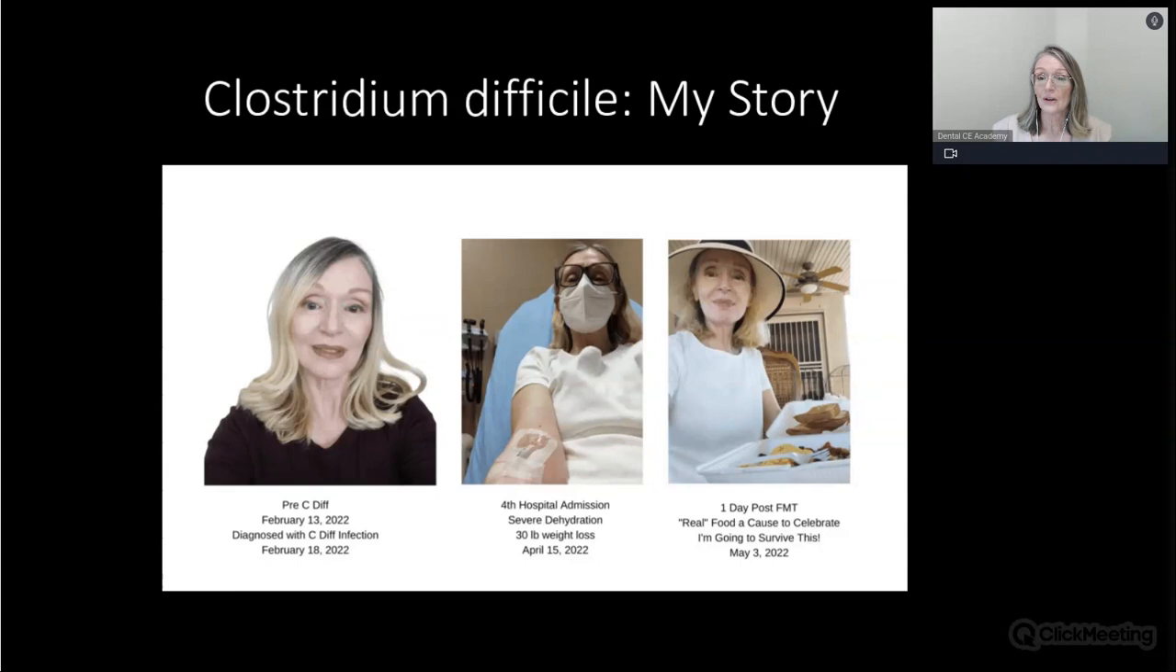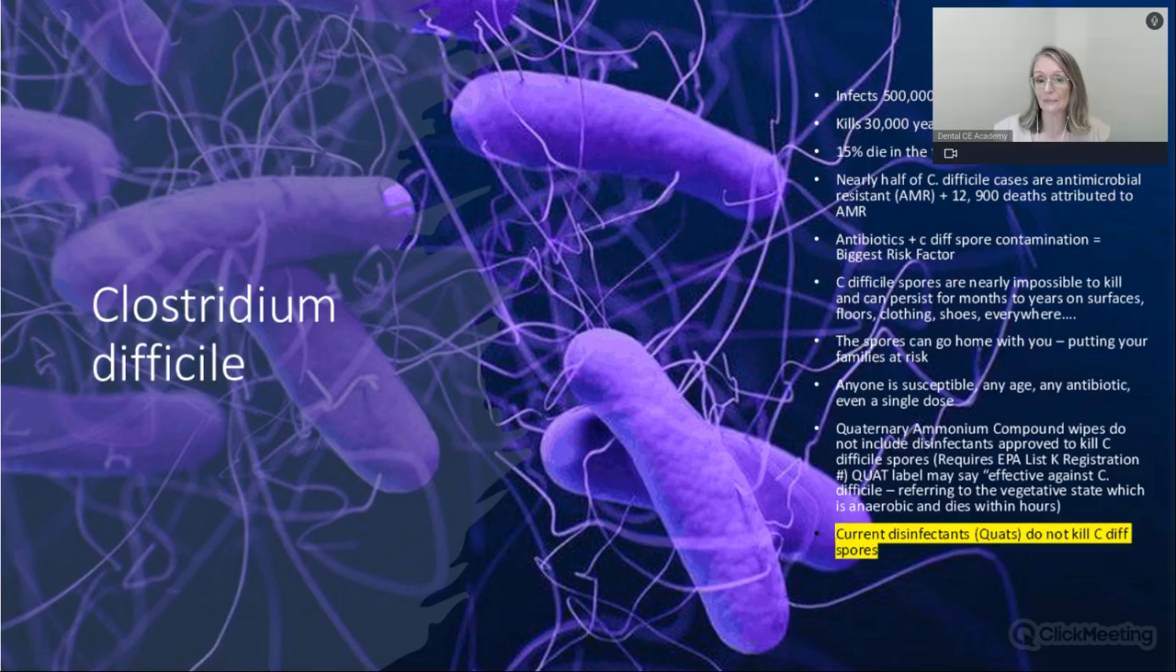Okay, so I told you my story here, and this is a very horrific looking timeline. When I look back at this a year ago, that's myself on the left. That was before C. diff. I'll never be the same. I will be constantly affected by colitis and post-infectious IBS. My life will never be the same again. That is me in the middle after a 30-pound weight loss and a fourth hospital admission. And that is me one day after a fecal microbiota transplant. And I knew I was going to make it.